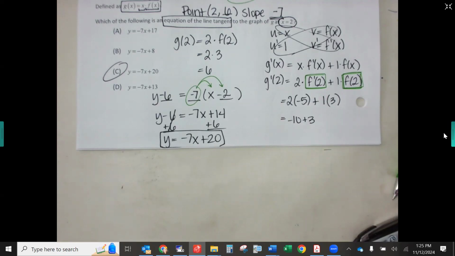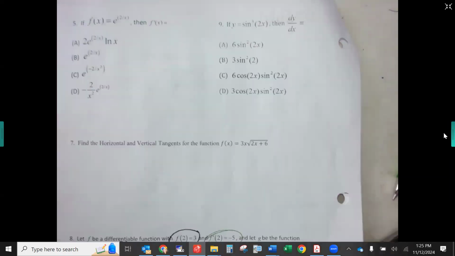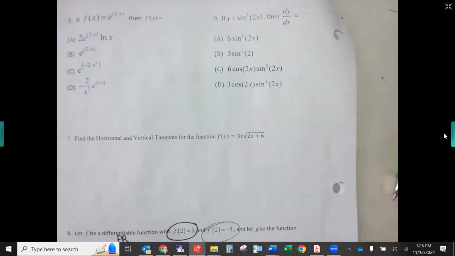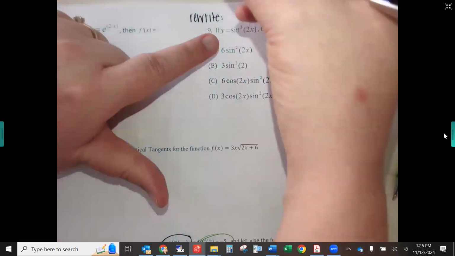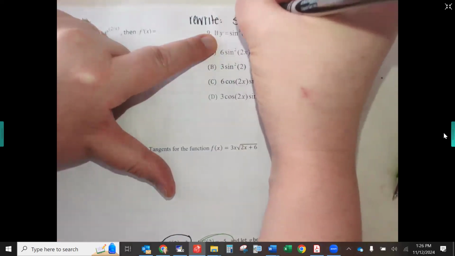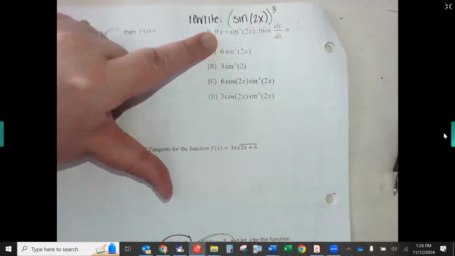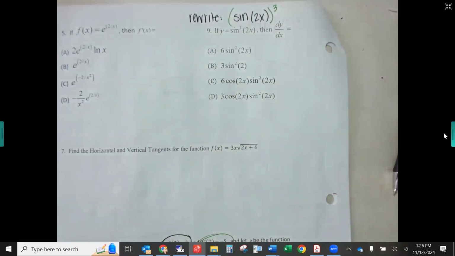All right, next one I want to do with you is number 9. There's a question very similar to number 9, same page at the top. Okay, when you have a little cubed like that, remember that that means the entire sine 2x, all of that is cubed. Hold on, nine. Oh yeah, on the same page up at the top. Sorry. There are a couple, I just was lazy and didn't renumber them.